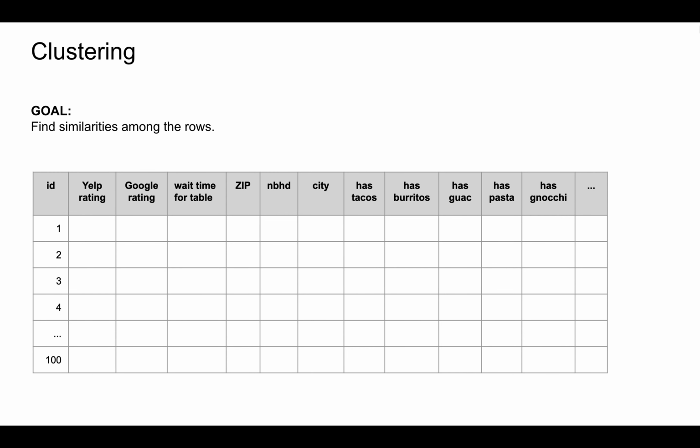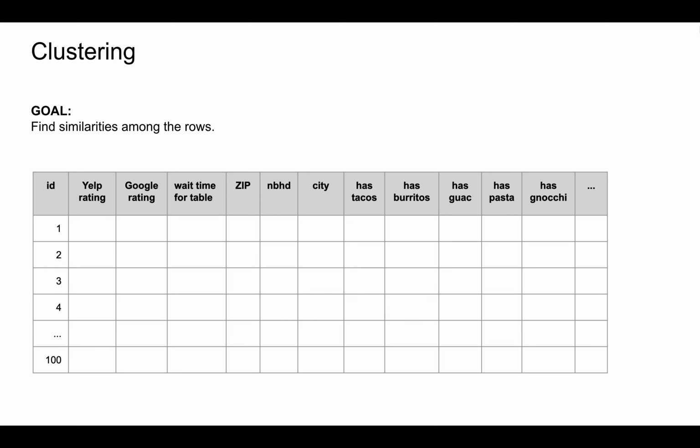Suppose we have a set of data on 100 different restaurants. For example, for each restaurant, we have information about its Yelp rating, its rating on Google, typical wait time for a table, its zip code, neighborhood, city, whether it serves tacos, and so on. Suppose our primary goal is to just better understand the structure in this dataset. That is, we don't have any y response variable which we hope to predict or classify. Thus, this is an unsupervised learning task.